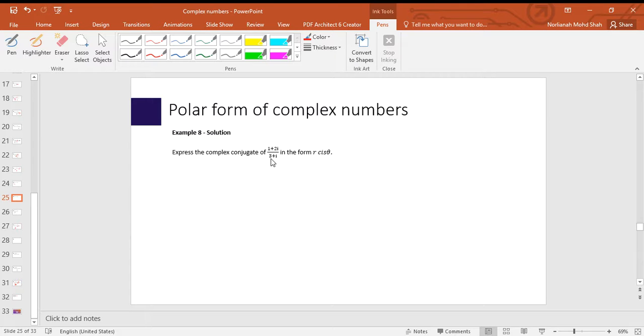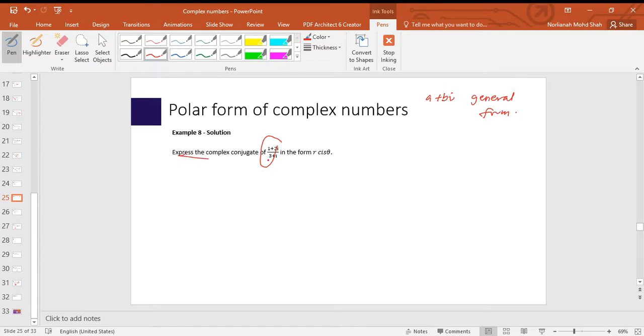Okay, this is a division of complex numbers. So we need to change this division of complex numbers into the general form of a complex number. So what is the general form of a complex number? The general form of a complex number is a plus bi. So this is the general form.